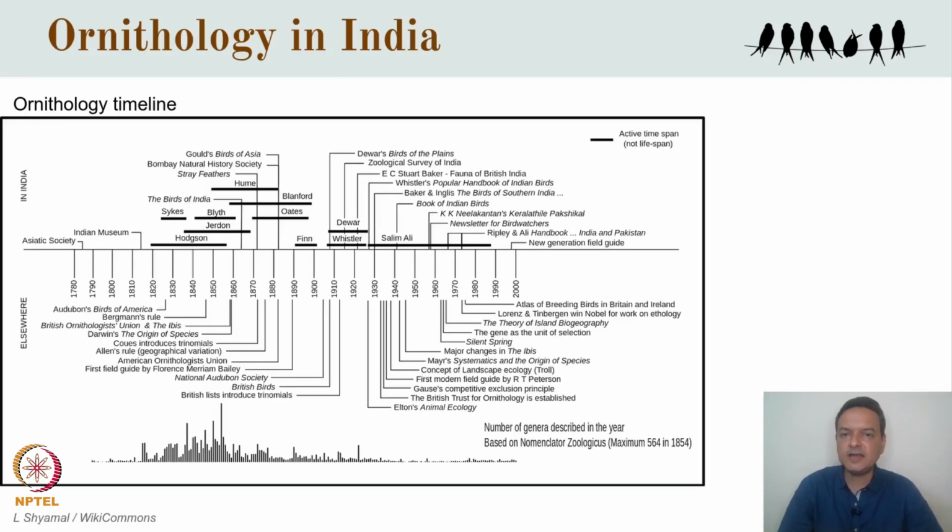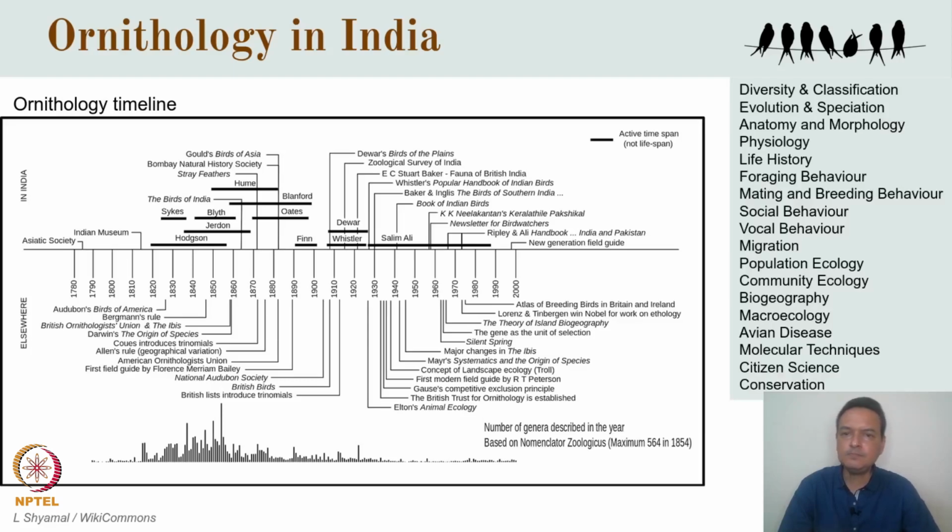This very useful timeline shows some of the major developments in contemporary ornithology over roughly the past 200 years, including the span of time for which various British naturalists were active, as well as the founding of major institutions and the publication of important books. And over the past 50 years or so, we can see the emergence of various sub-disciplines of ornithology in India, most of which apply to any taxon, of course, not just birds.